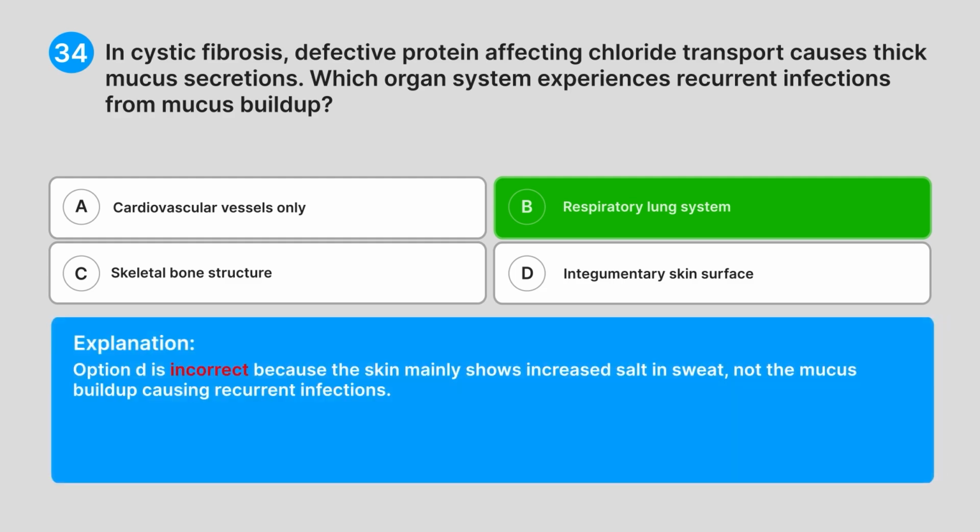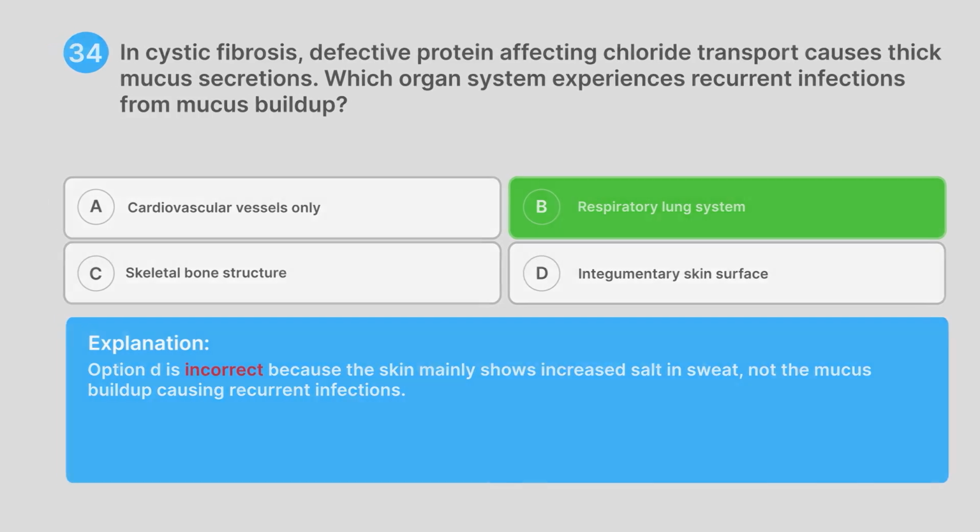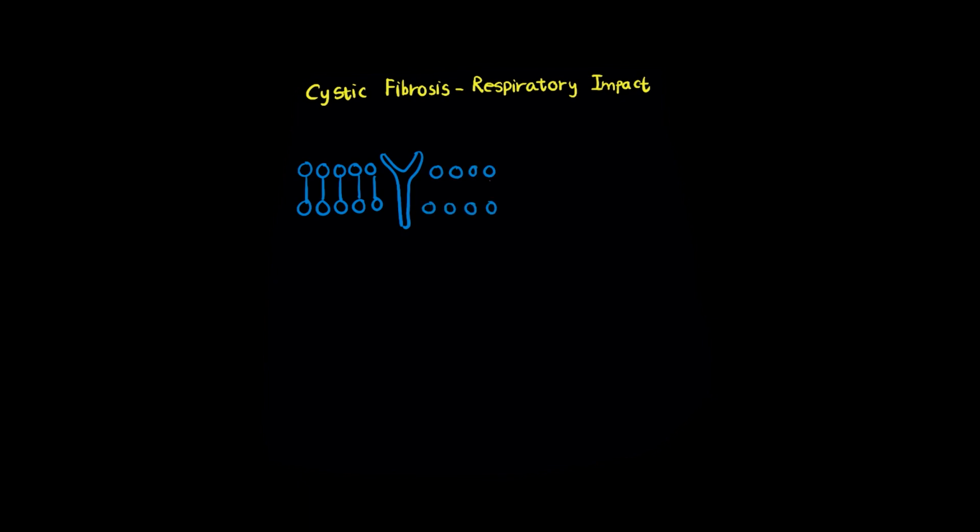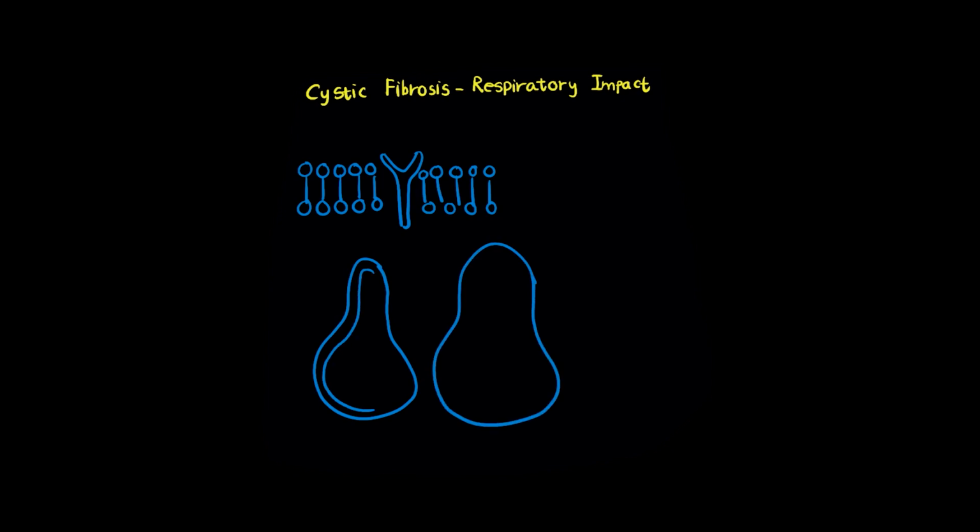Option D is incorrect because the skin mainly shows increased salt in sweat, not the mucus buildup causing recurrent infections. Cystic fibrosis transforms the respiratory system into a breeding ground for dangerous infections through a cruel mechanism. The defective CFTR protein can't properly transport chloride across cell membranes. This causes mucus that should be thin and watery to become thick and sticky, like honey instead of water.